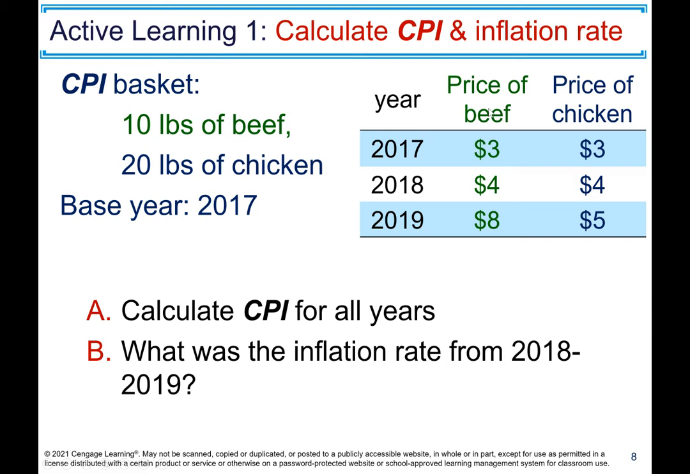Active learning: calculate CPI and inflation rate. If the basket is 10 pounds of beef and 20 pounds of chicken, and you're given the base year is 2017, you're asked to calculate CPI and inflation rate. In 2017, the price of beef is $3 and the price of chicken is $3. In 2018, the price of beef is $4, the price of chicken is $4. In 2019, the price of beef is $8, the price of chicken is $5. So calculate CPI for all years.